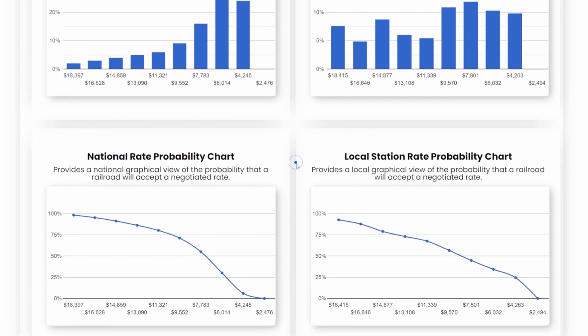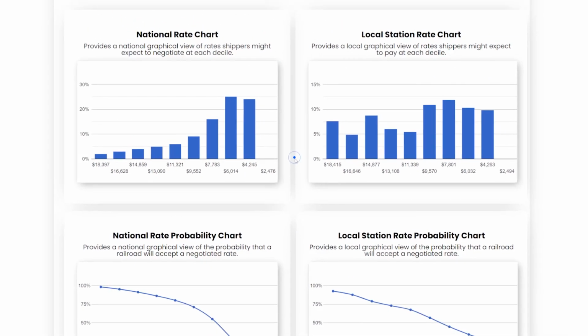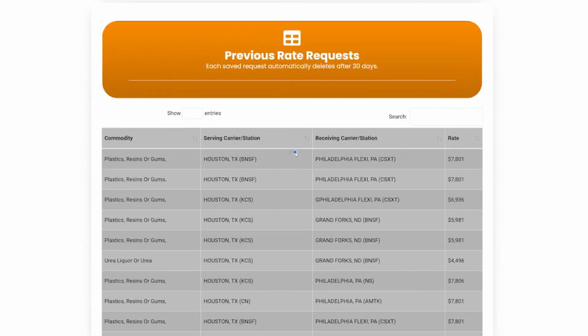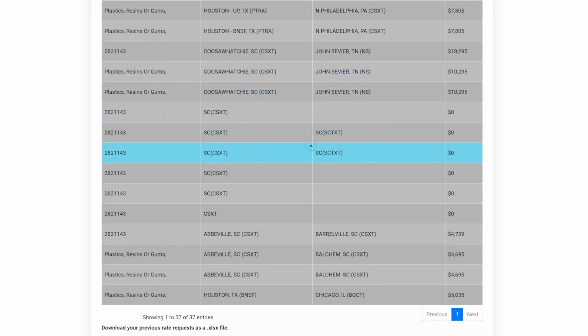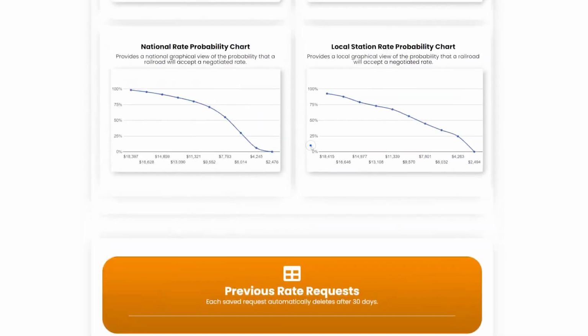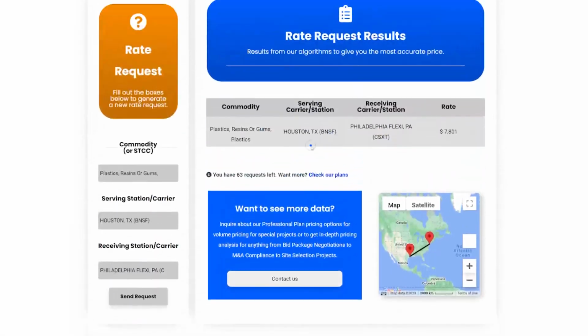We stand ready to provide our services to analyze large rate data sets for bid packages, site selection, mergers and acquisitions, and academic and governmental needs.